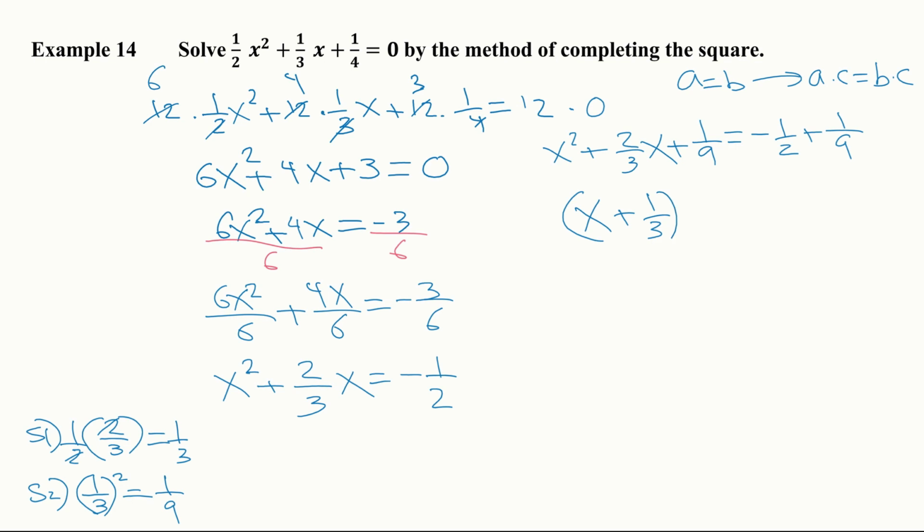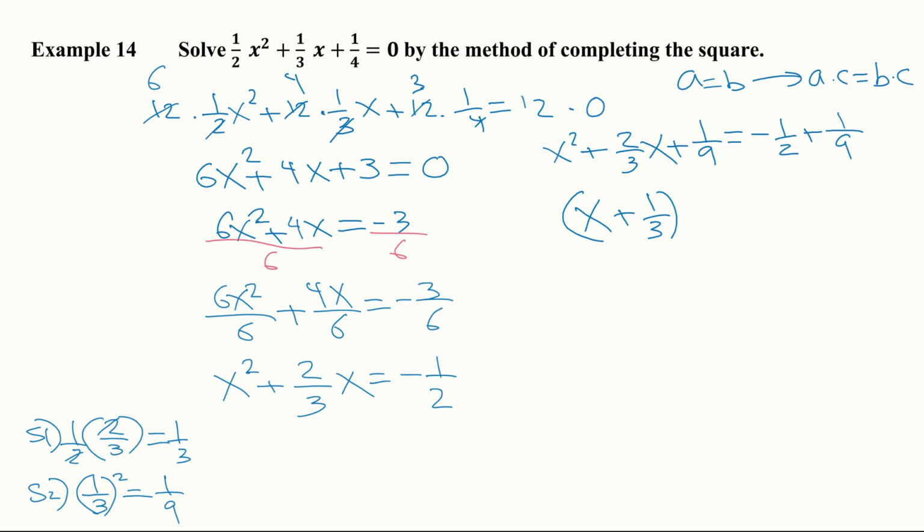Or just think about it. If the signs are all positive, then that's going to be a plus. If this is a minus, then this is going to be a minus. And what goes in here is whatever you have to square to get this number. So if you don't want to look at what step 1 resulted in, you can just look here. What do I square to get 1/9? 1/3.